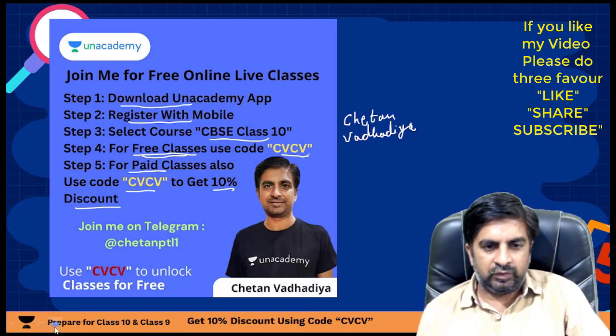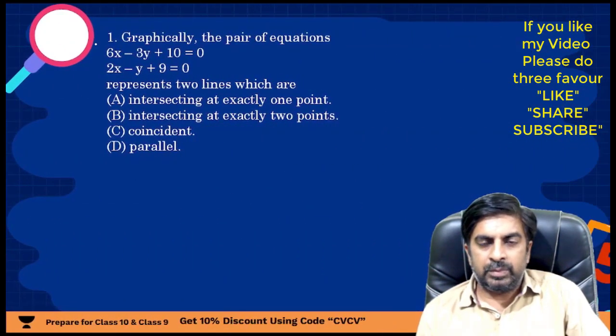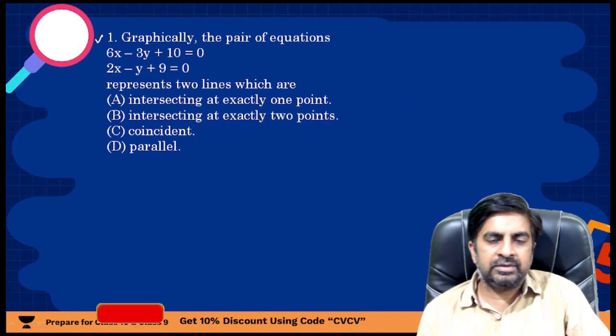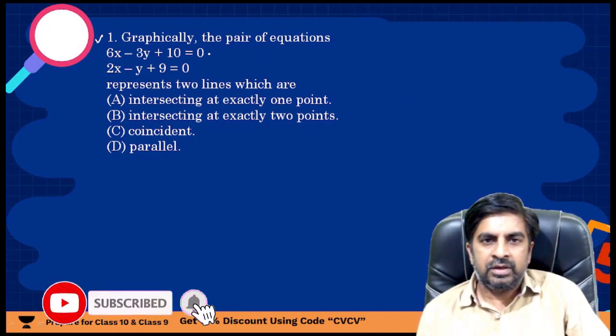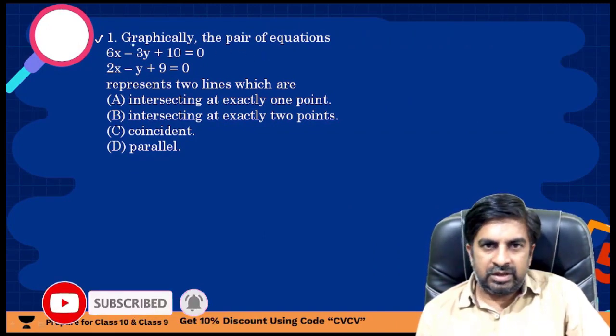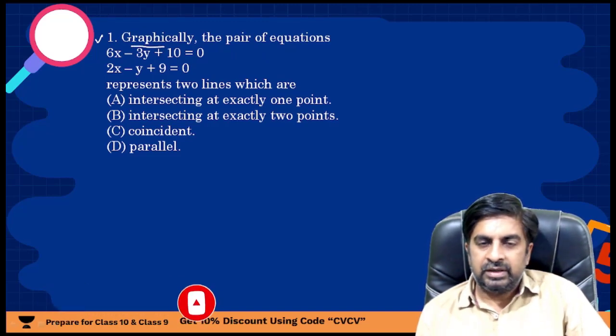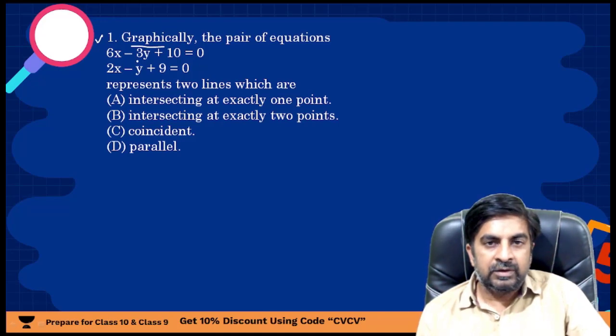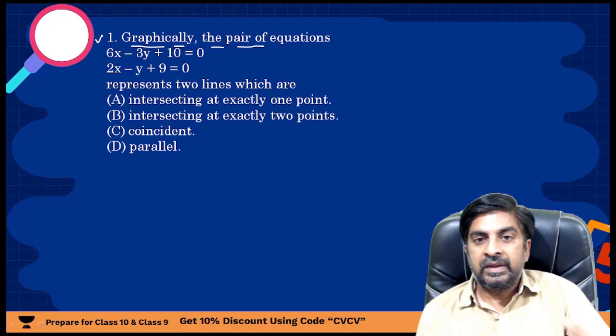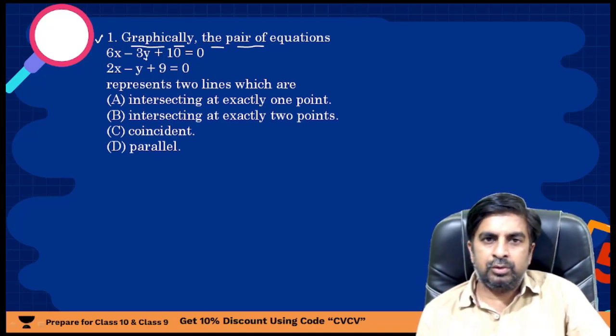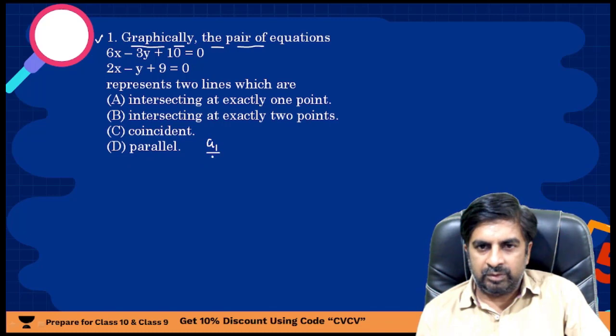So now let us start without wasting much time. Question number 1 from NCERT Exemplar, graphically the pair of equations. Here they told you to do it graphically, but I am going to tell you that we can do it directly. Why? Because in the MCQ section there is no need of showing solutions. In examination also you don't have to show solutions, so you can solve this by any method and click on the correct answer. Now here we are going to first find a1 by a2.